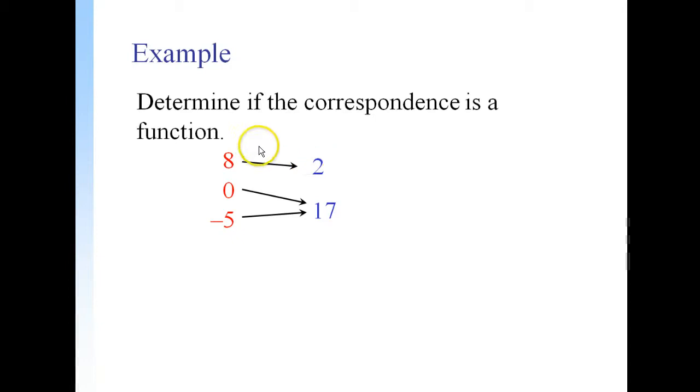So, we're asked to determine if the correspondence illustrated here is a function. Now, our first elements, these would be our x's. We have an 8, a 0, and a 5, negative 5. As they correspond to what's in the y elements, are the x elements used more than once? Well, look at it. There's one arrow, one arrow, one arrow, each from a different x element. So this is a function.